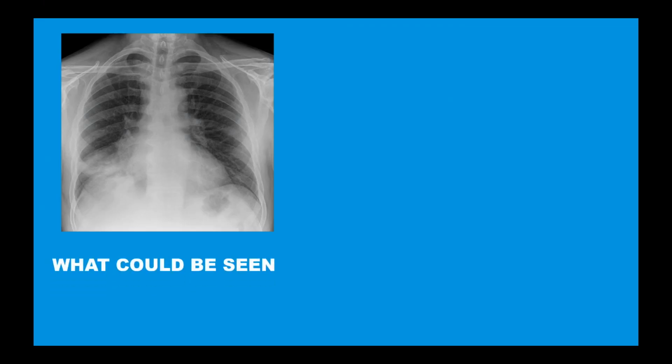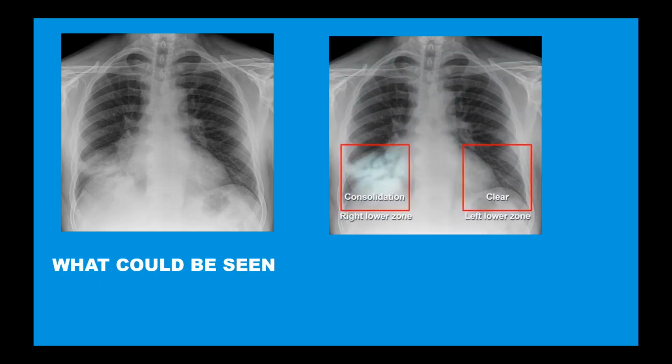What could be seen here? Wedge-shaped opacity in the X-ray showing right lower lobe consolidation, clear lower zone. So this is the consolidation in the right lower lobe.